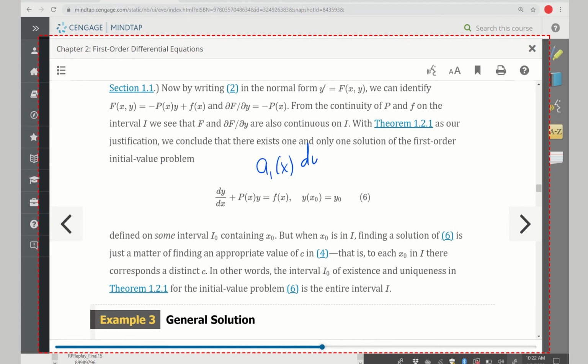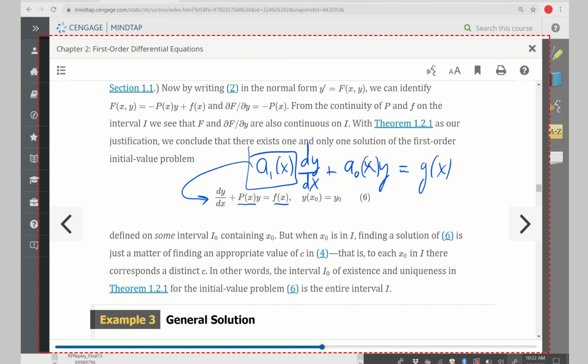We recall that oftentimes it comes in the following form: a1(x) dy/dx plus a0(x) y is equal to, maybe I'll just call it g(x) for right now. And then oftentimes what we would want to do is put this into the standard form, and that involves dividing by a1(x). That's what brings us to the function p(x) and the function f(x) on the right hand side.